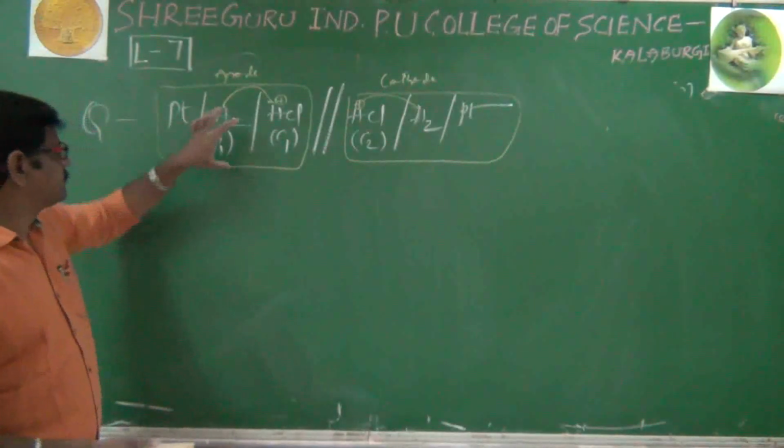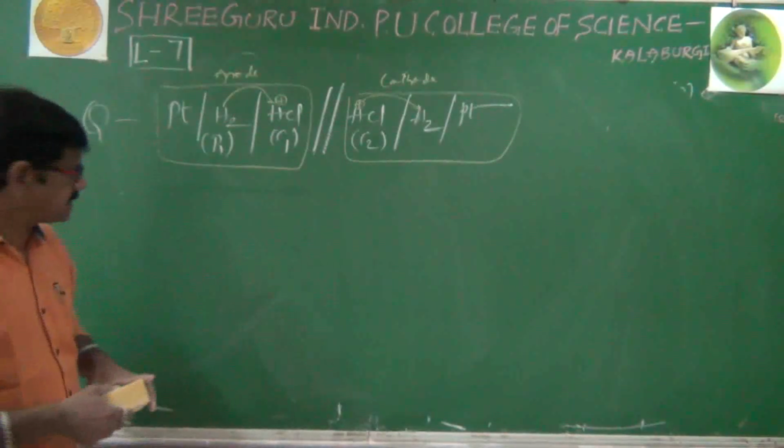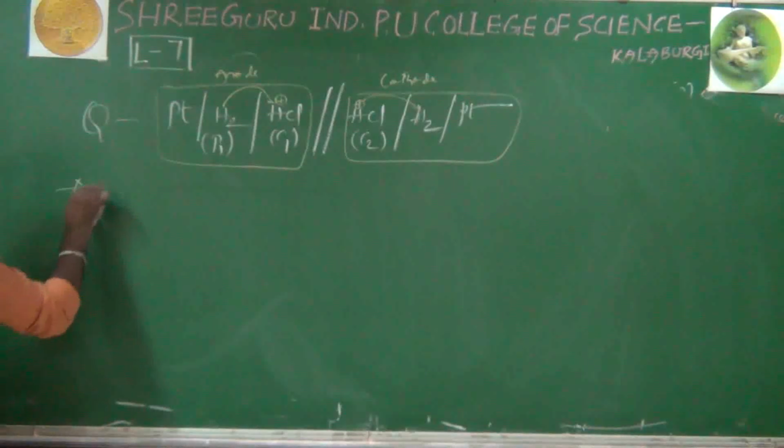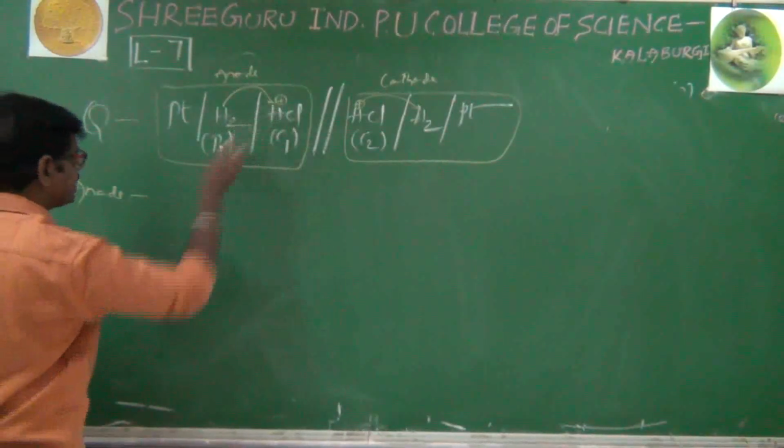Okay, now as there is an anodic reaction we will write it first, then we will write the cathodic reaction. Anode. At the anode, what happened then? H2 converted to H plus.